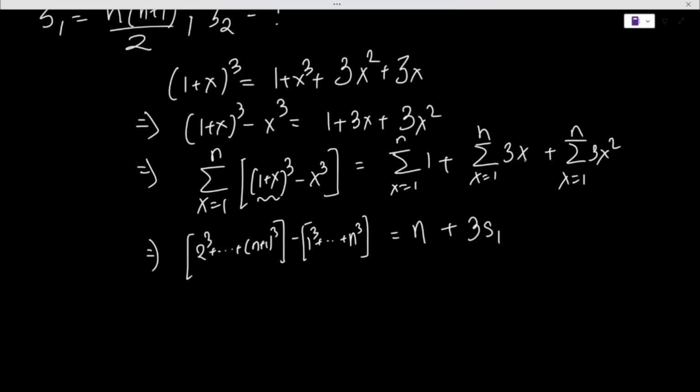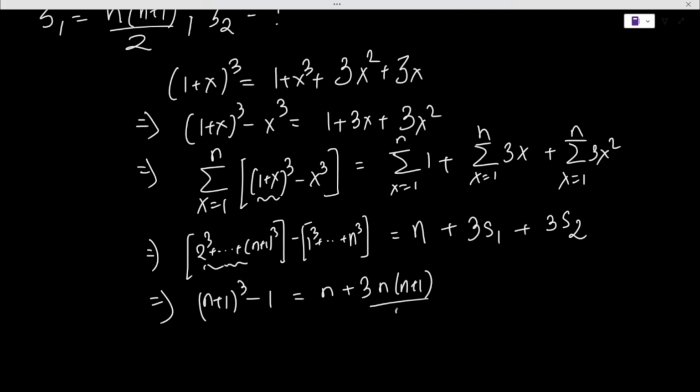Because the sum of x from x equals 1 to n is just s1, the simple 1 plus 2 plus 3 all the way up to n. And this is the required sum s2. Okay, fair enough. Now, in this whole summation, what gets cancelled out from 2 cube to n cube, everything gets cancelled out, and you are left with n plus 1 whole cube minus 1 is equal to n plus 3s1, which is nothing but 3 into n plus 1 by 2, plus 3s2.